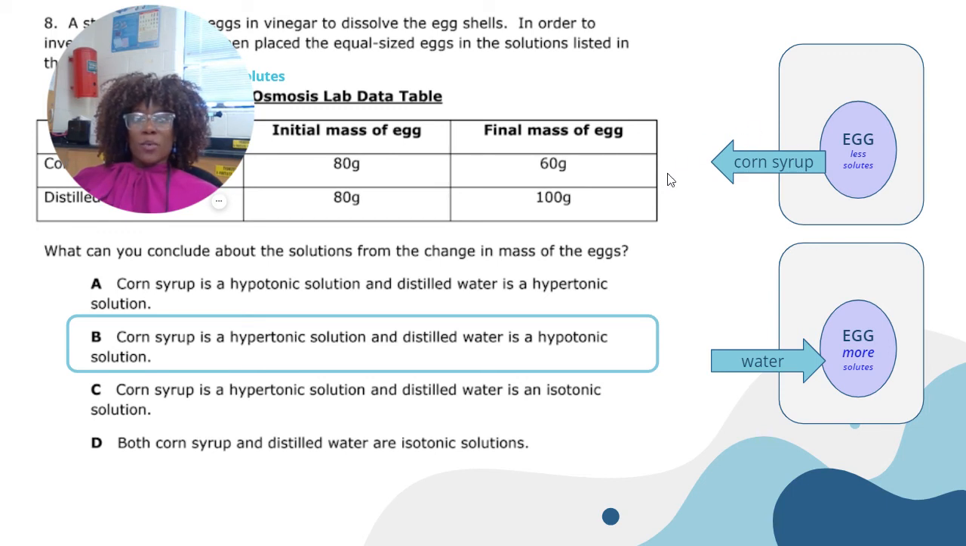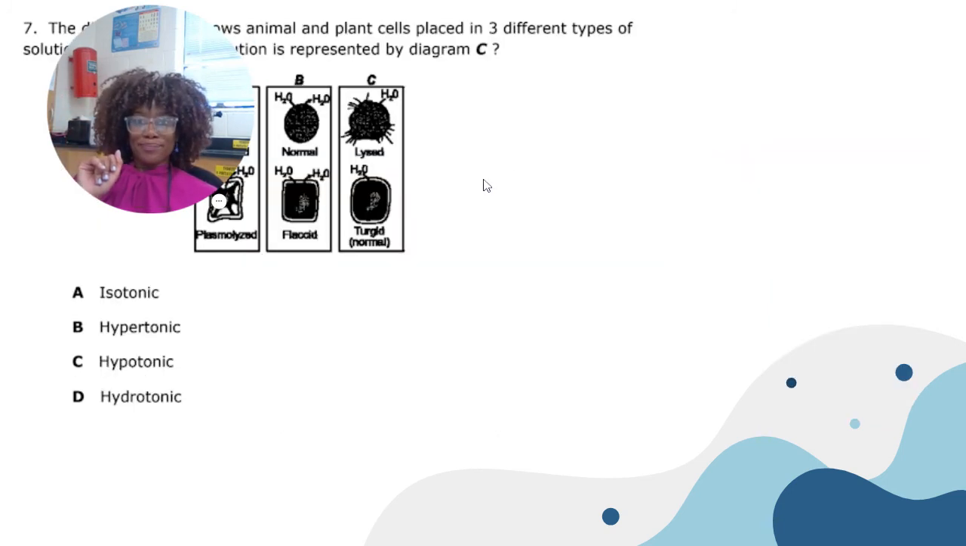Which means that corn syrup was hyper, right? It was higher. Distilled water made water flow into the cell, which means it must have had more solutes in here. That meant that the water solution had less solutes. Less solutes is hypotonic. If you don't understand that, pause the video, replay the video, because I promise you, you can get it. You probably got it though. I'm sure you got it.